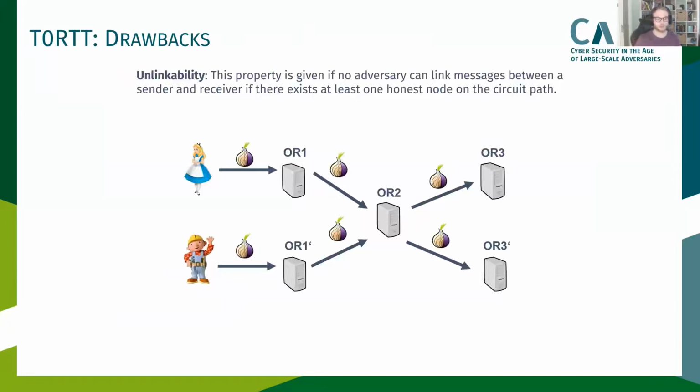In our security model, we consider a network in which multiple users build circuits over a path of 3 onion routers. And here, Alice and Bob use the same middle node. Unlinkability is given if an attacker cannot link outgoing messages of the middle node to the incoming messages. So the attacker is not able to say which user has sent the onion message originally.